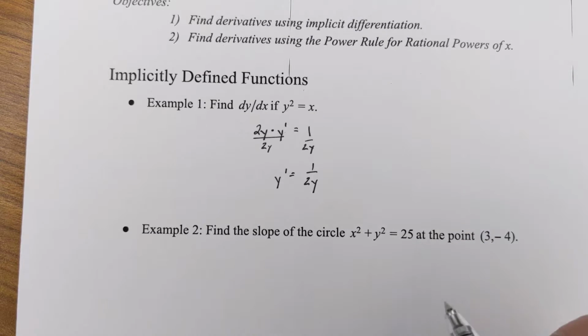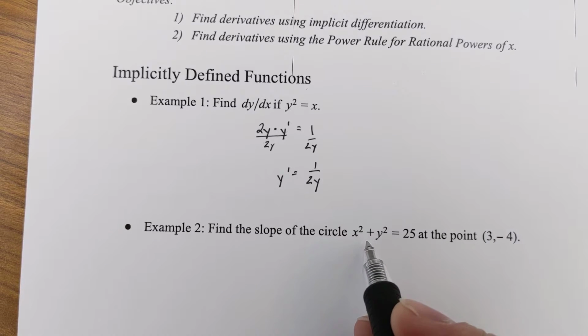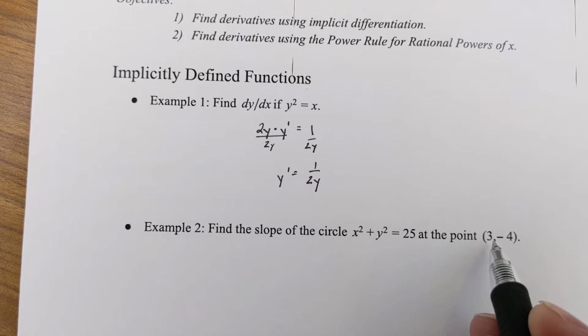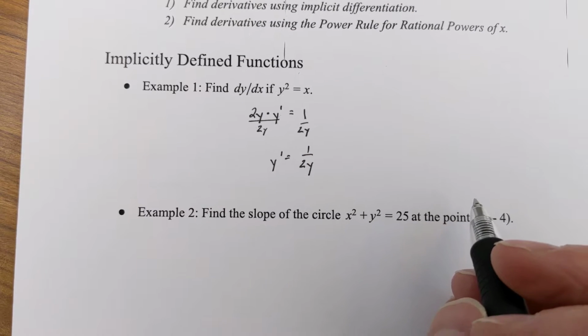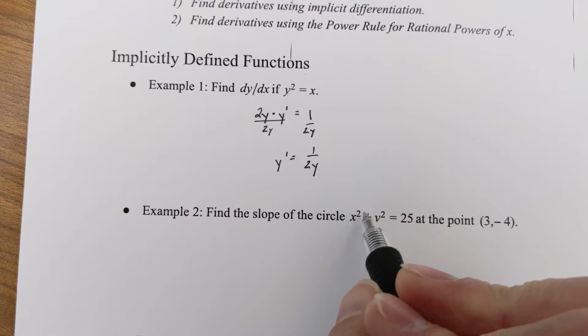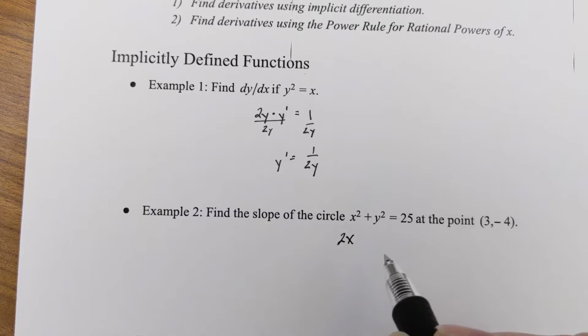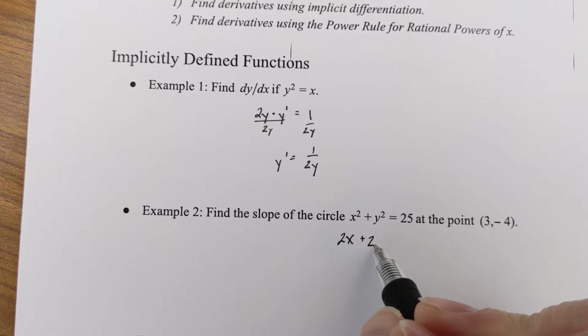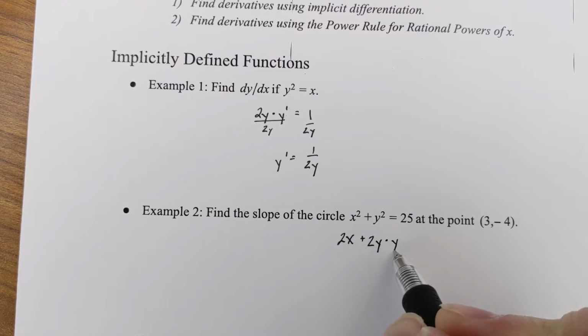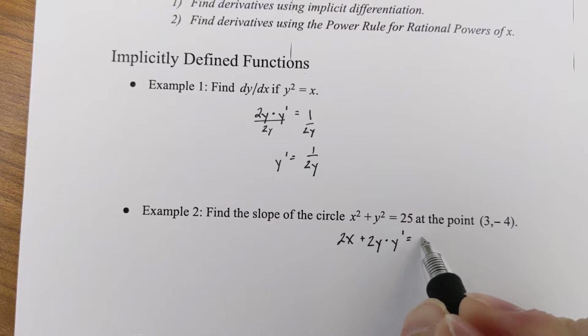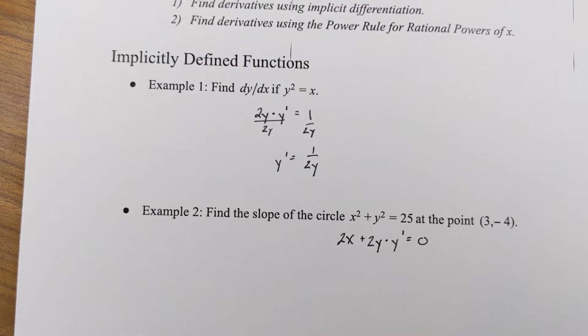Okay, so example 2 says find the slope of the circle, x squared plus y squared equals 25 at the point 3, negative 4. So to find the slope, we need to take the derivative. The derivative of x squared is 2x. The derivative of y squared is 2y, but since I just did the derivative of y, I get a y prime, and the derivative of 25 is 0.